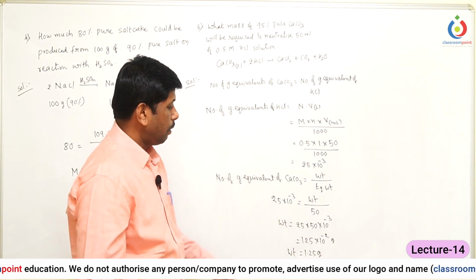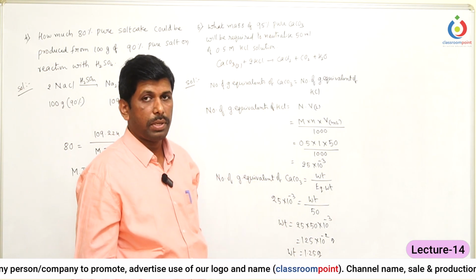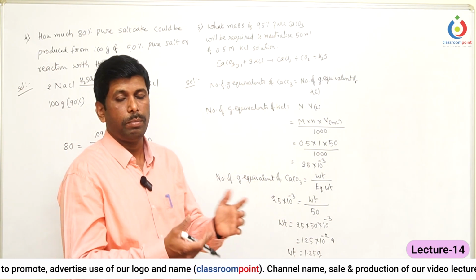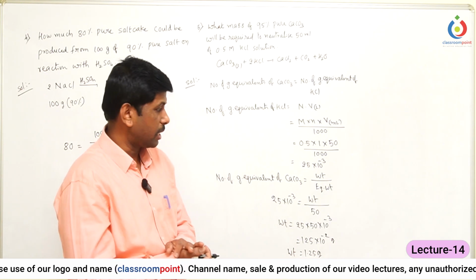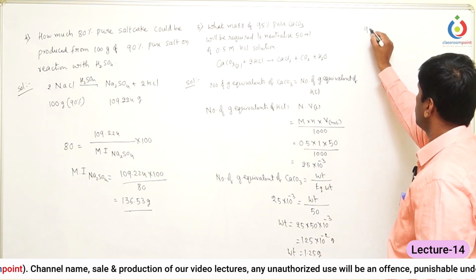This is the pure CaCO3 on reaction. But they are asking how much? 95% is pure CaCO3, which means the mass of the impure CaCO3 they are expecting. So let us try to solve this further. 95% is given.